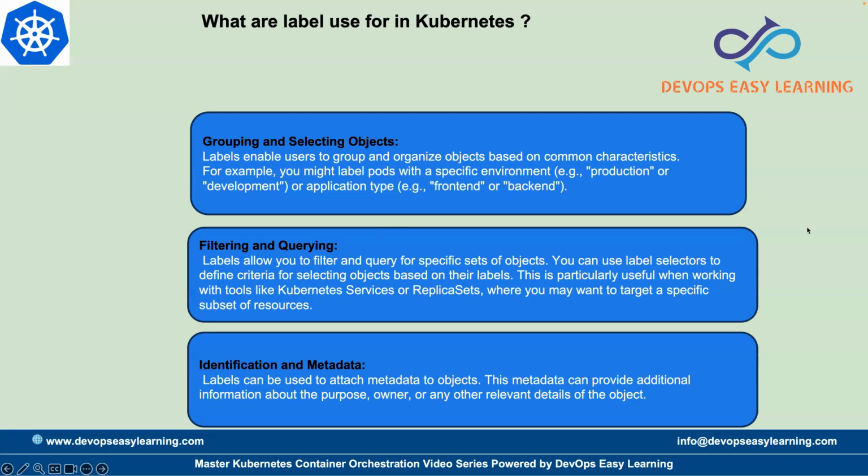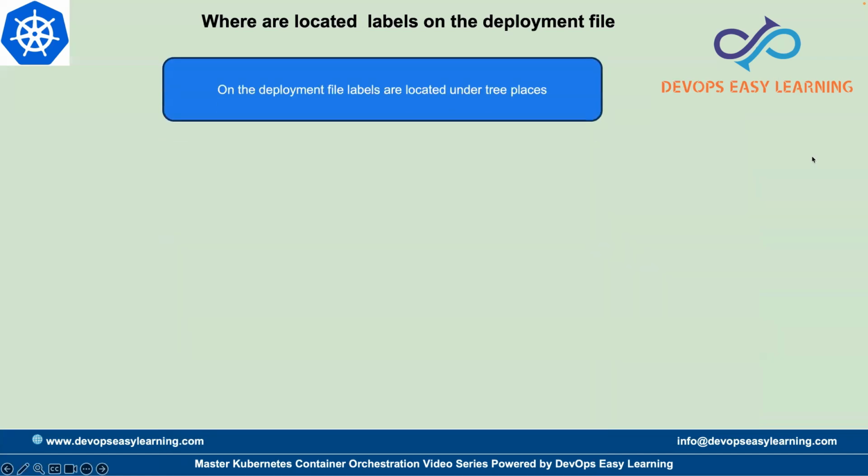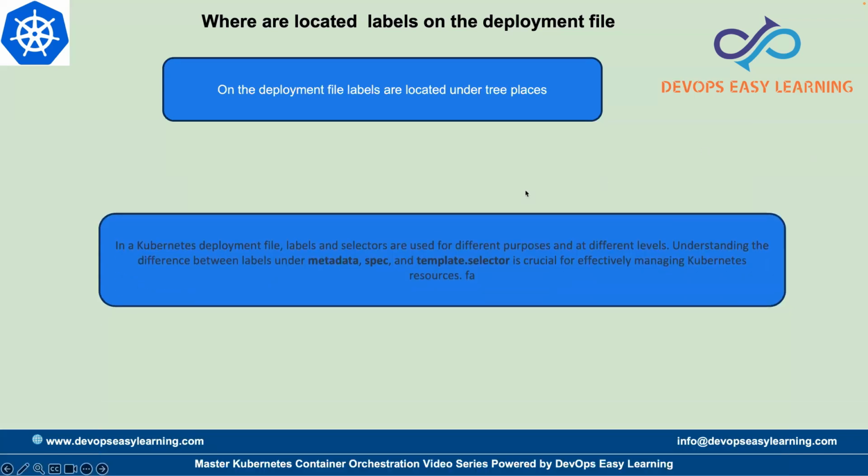Now, in the deployment file, we have those labels located at 3 places, right? And in those 3 places, they mean different things. So we need to understand where those labels are located, and exactly what they mean in each location. So I said earlier, they are at 3 places. They are under the metadata. They are also under the spec. Then they are also under the template selector. So 3 places, right?